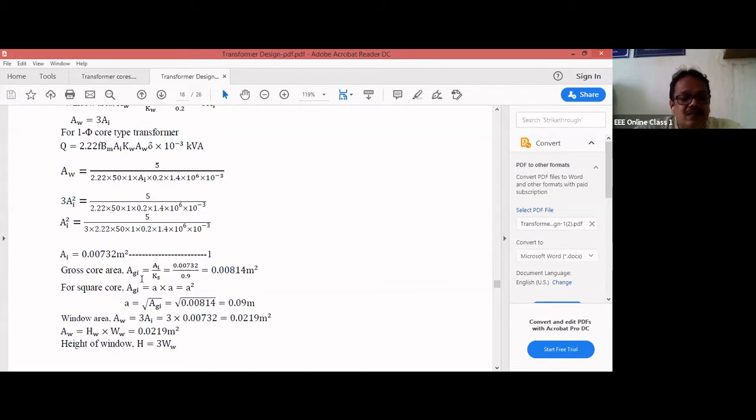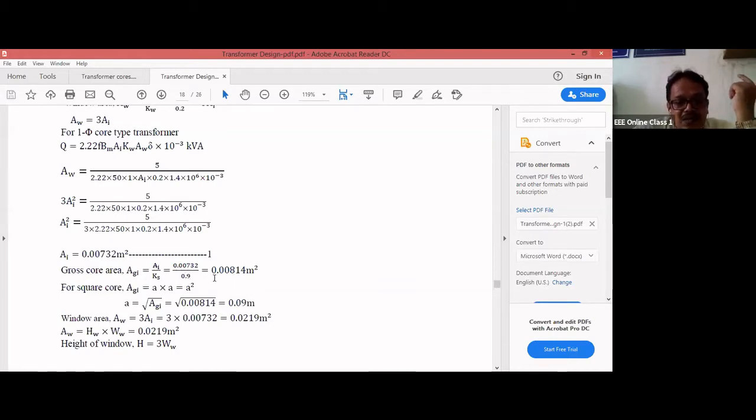AGA is equal to AI divided by KS. Substitute for AI: 0.073 divided by 0.9. You can see here 0.0814 meters square. If you see here, net iron area is 0.0732. What is the gross core area? Definitely it will be greater than your net iron core area because you are going to include the insulation. Insulation is around 10%, so dividing by 0.9 adds that insulation.